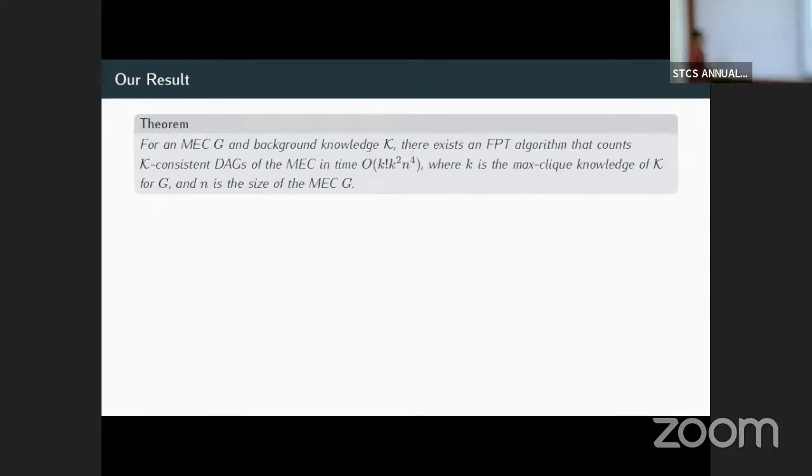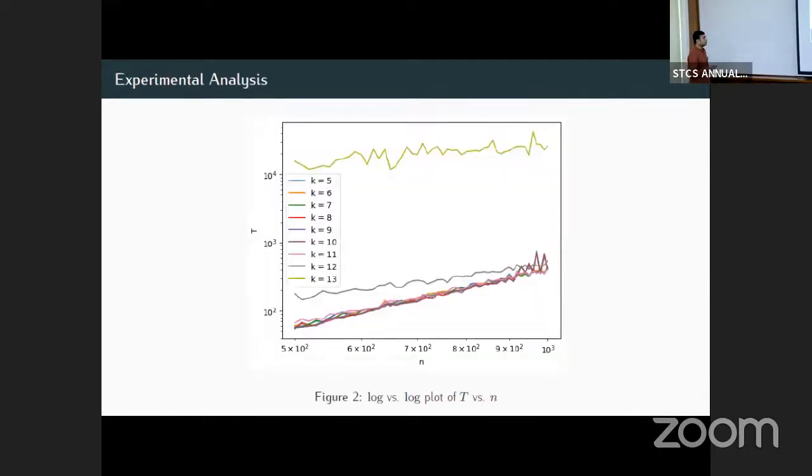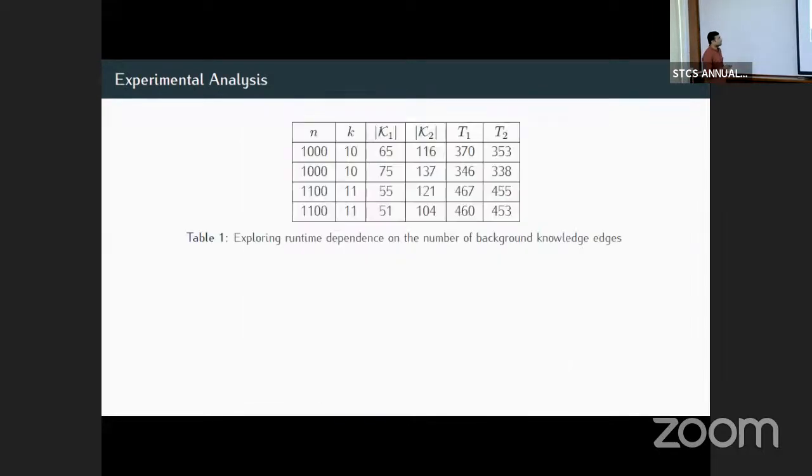We come up with an FPT algorithm that runs in factorial of k squared to the power 4 times polynomial time and counts background knowledge consistent DAGs of an MEC, where k is the max clique knowledge of the background knowledge. Our experimental analysis validates our claim. We also give the theoretical proof of this.